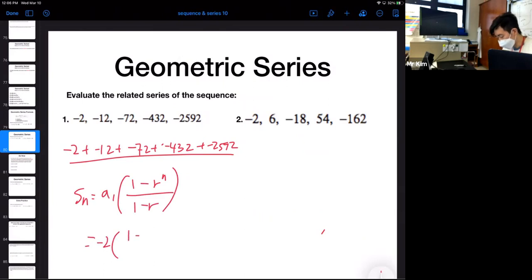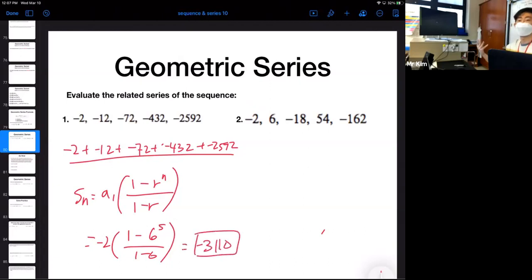-2 times 1 minus, I believe the common ratio here would be 6 to the power of 5 over 1 minus 6. So I'm going to type that into our calculator, -2, 1 minus 6 to the 5th power. Then divide that by 1 minus 6, which is obviously -5. Can I get a little nod for that? -3,110. Hopefully that is the case here. And Ron, just have your homework out in front of you. Okay. And -2, 6, -18, 54, -162.